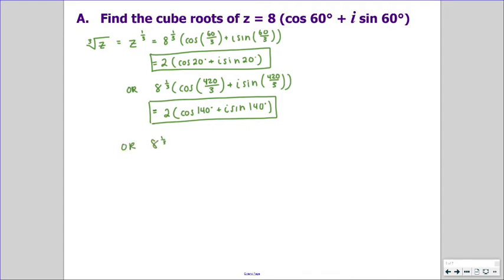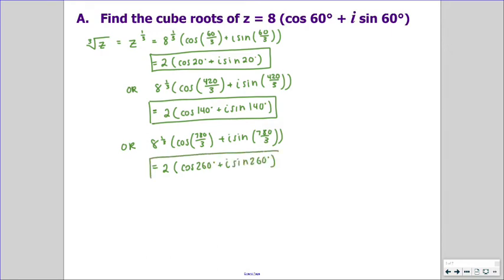Well, 60 plus 360 plus another 360 is 780. So instead of saying 60 divided by 3, we could have said 780 divided by 3. It's the same angle on the unit circle, just expressed differently. And when we simplify that, that is 2 times the cosine of 260. And that's another distinct root. It's not the same as any of the other 2 that we've got.